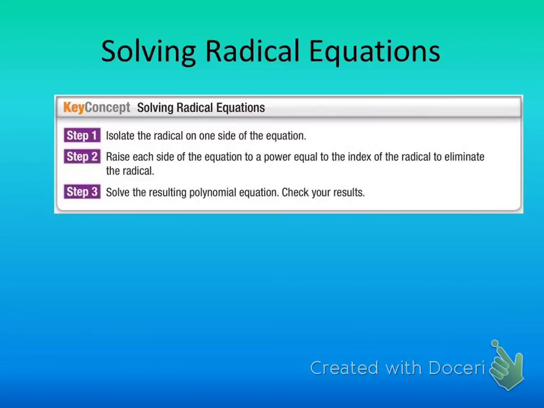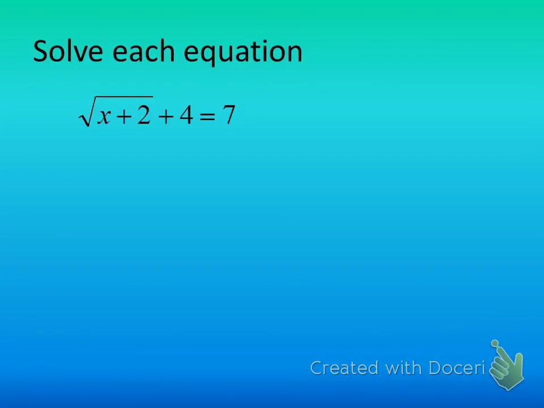Okay. First one, super basic. The square root of x plus 2, plus 4 on the outside of that, equals 7. Step 1, isolate your radical. What's the step needed in order to do that? Subtract 4 from both sides. Good. Leaves you square root of x plus 2 equals 3.